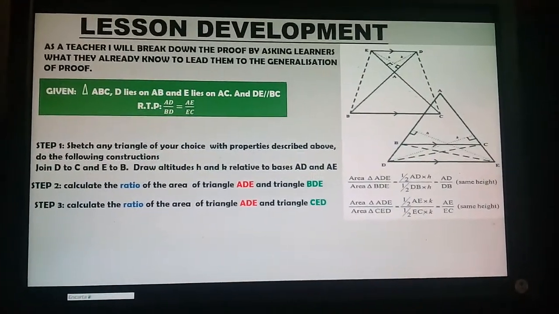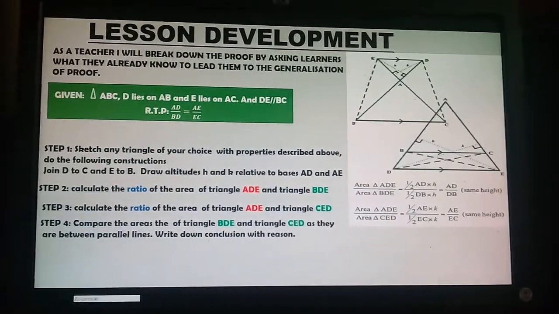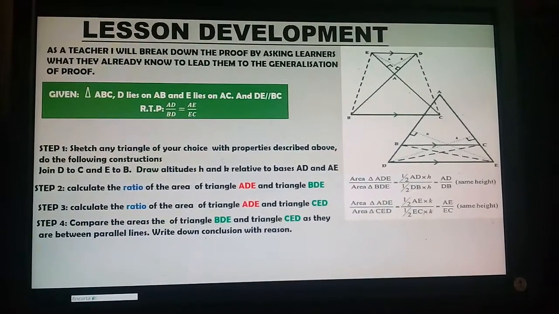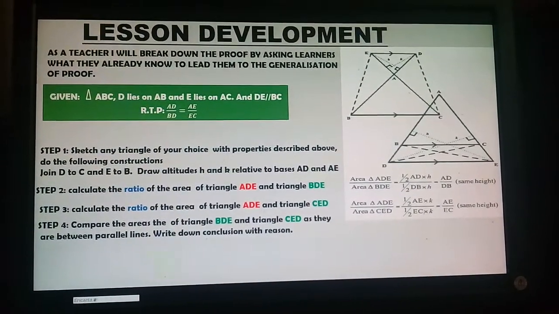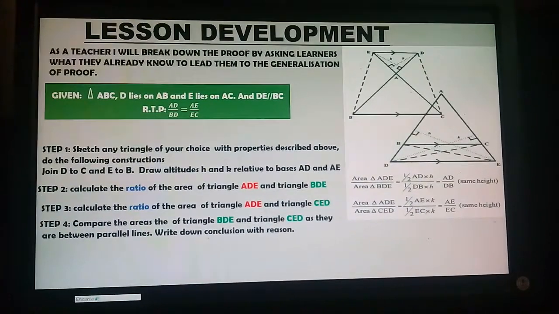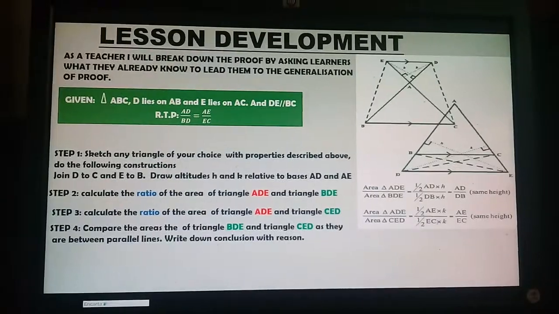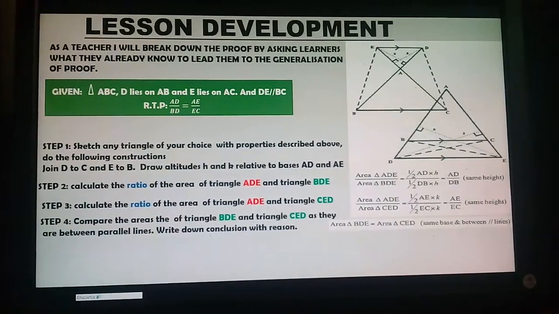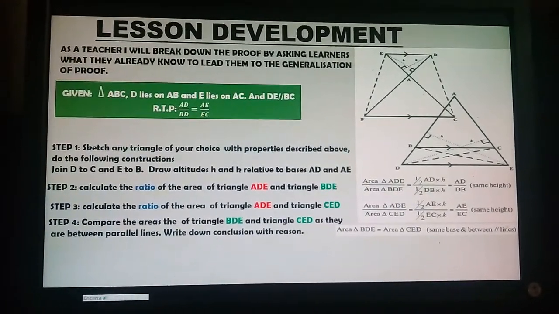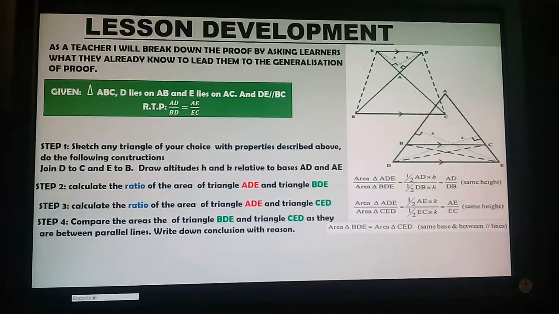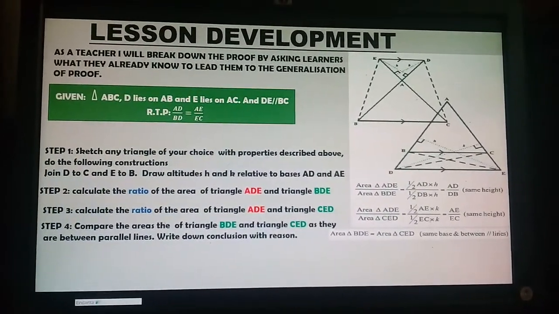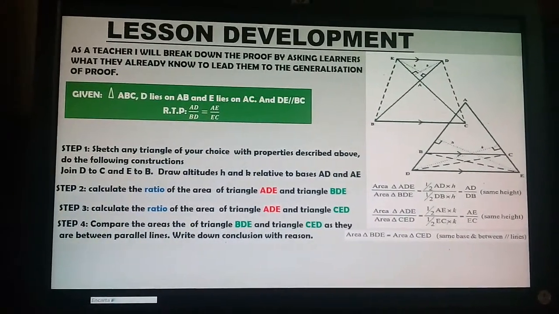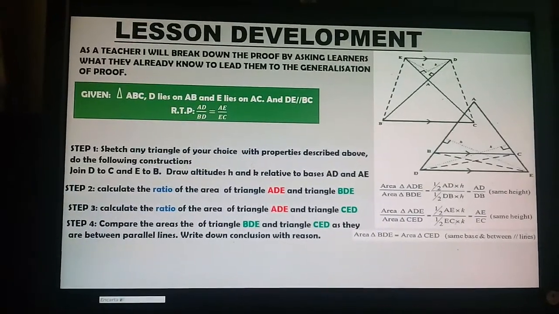Now let us move to step number 4. In step 4, I ask learners to compare the area of triangle BDE and triangle CED as they are between parallel lines, and I ask them to write down their conclusion. As I have shown them, if two triangles are between parallel lines, I am expecting them to give the answer like this one. The area of triangle BDE will be equal to the area of triangle CED, because they have the same base and they are between parallel lines, and I have shown that using a sketchpad to convince them.